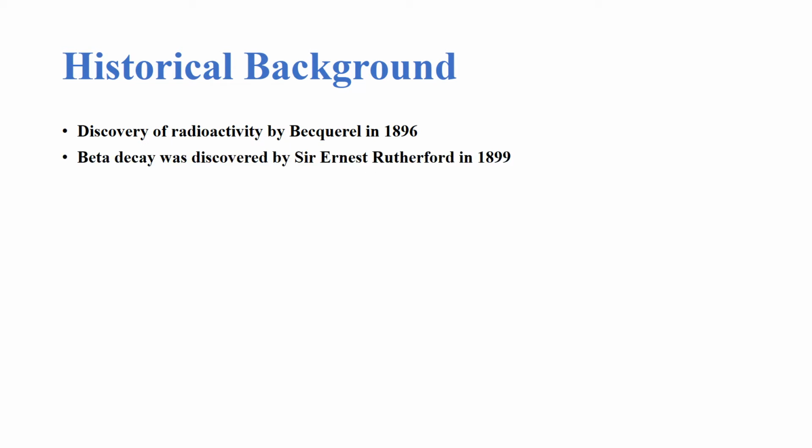So let me start with the historical background, and I will just give a few pieces of information about where it all started and how it went on and led to the discovery of the parity violation. It all started in 1896 when Becquerel discovered radioactivity. After that, in 1899, Rutherford discovered beta decay. He called the less penetrating rays alpha rays and the more penetrating rays beta rays.